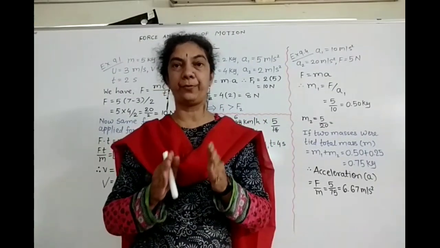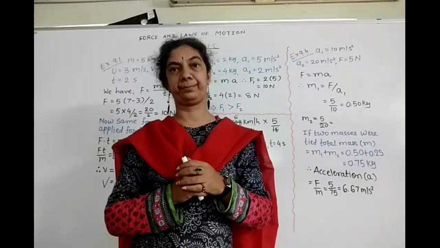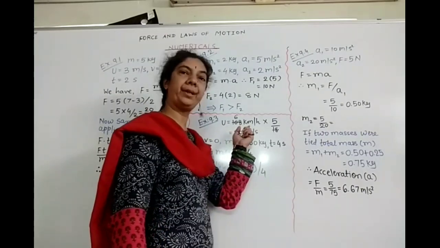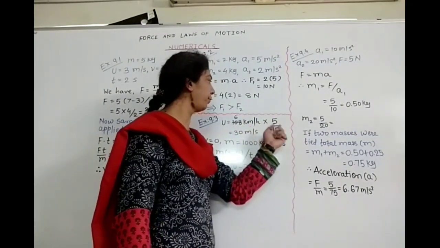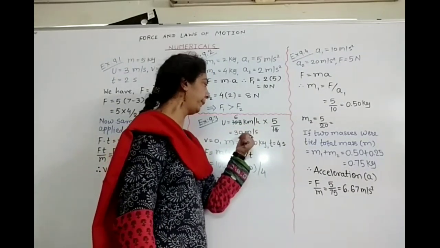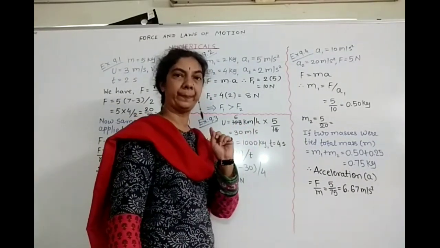We are supposed to find out the force. Write down the data. u is given in kilometer per hour, so we have to convert that into meter per second. So 108 kilometer per hour will become 30 meter per second.